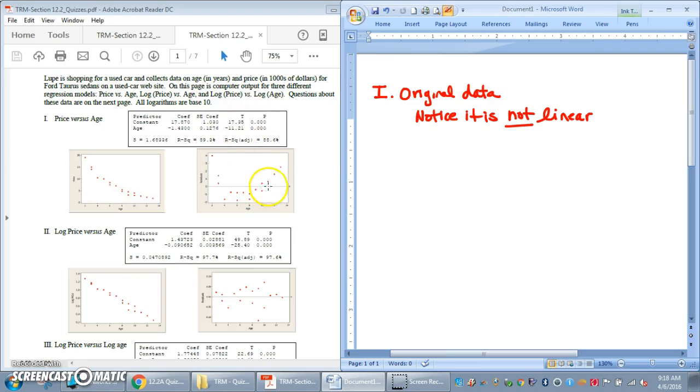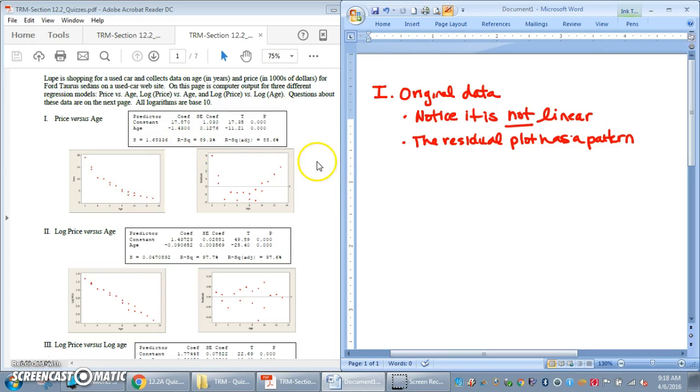The other thing I want you to notice is the residual plot. We talked about residual plots last class or before. I want you to notice that the residual plot has a pattern. It has sort of a U-shaped pattern to it, right? High, then low, then high again.